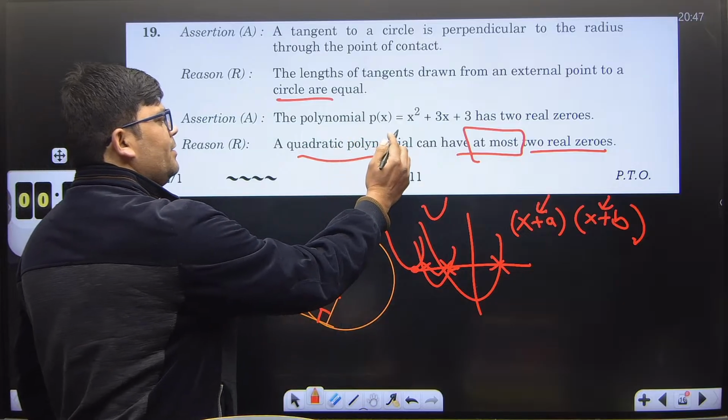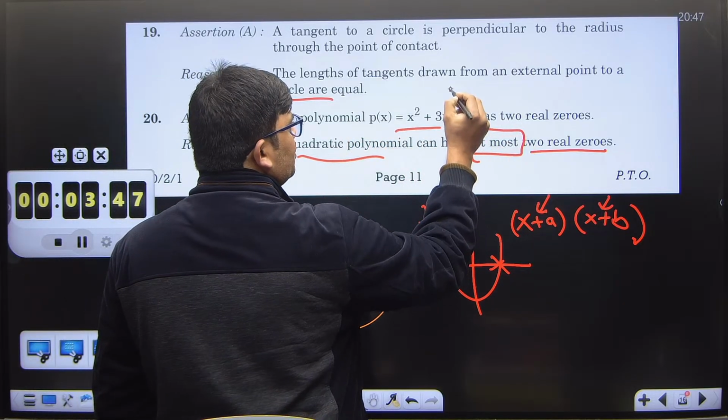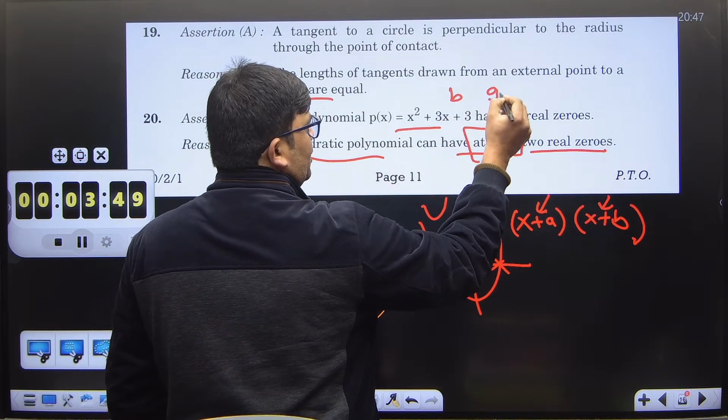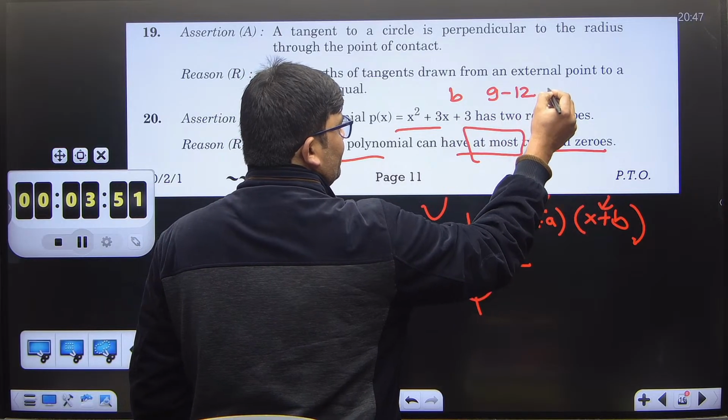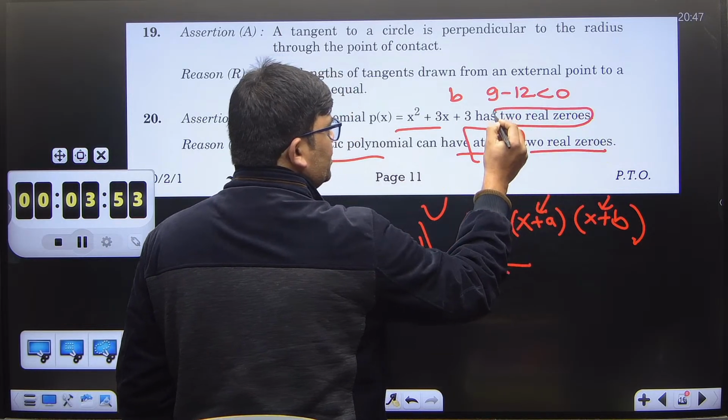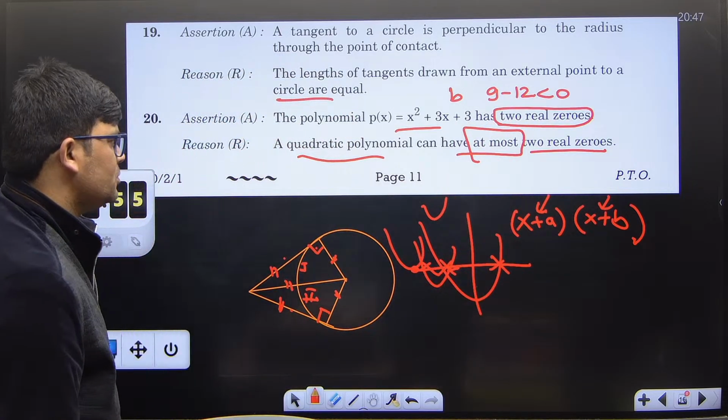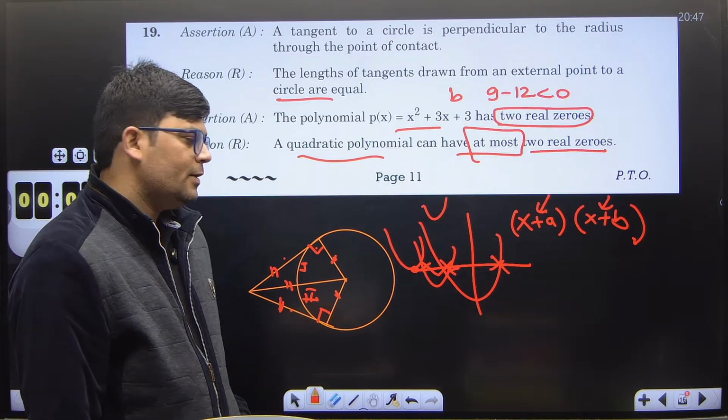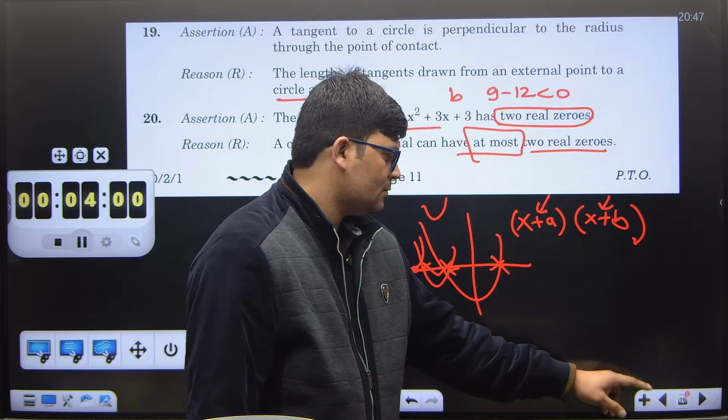No, A is incorrect, my dear. b square minus 4ac is less than 0. Oh, okay, I see. 3 square minus 4 times 3 is 12, which is less than 0. So this does not have any real zero. They have complex roots. Alright? A is false, R is true.